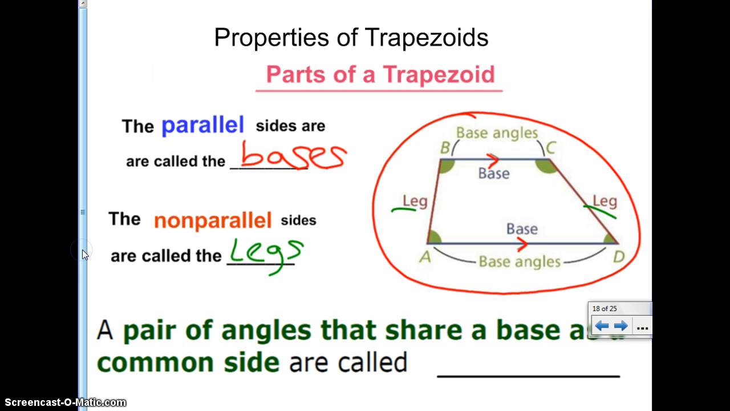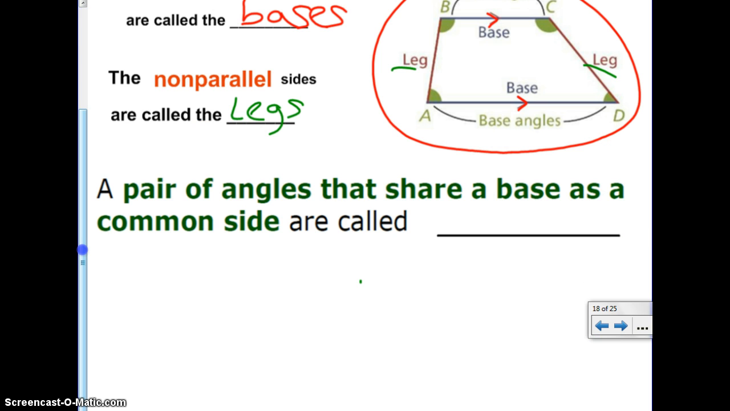And if we go to this bottom piece right here, it says a pair of angles that share a base as a common side are called base angles. Now, I'm going to read that again. A pair of angles that share a base as a common side. So here are our bases. I'm going to draw them in green. And it's basically saying that if you have 2 angles that are on that base line, like A and D, right here, those are base angles.